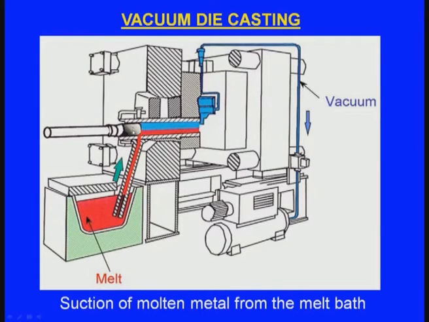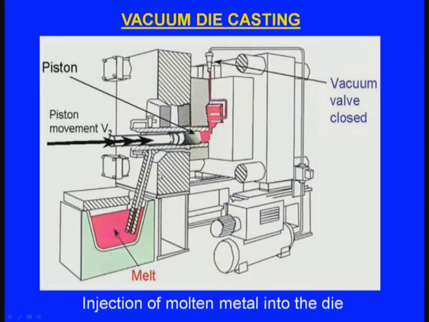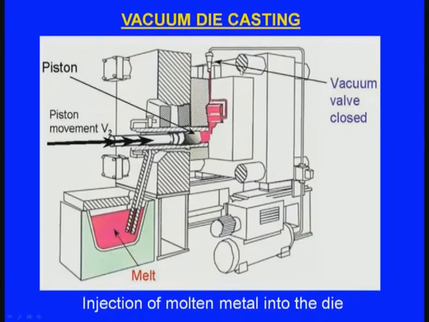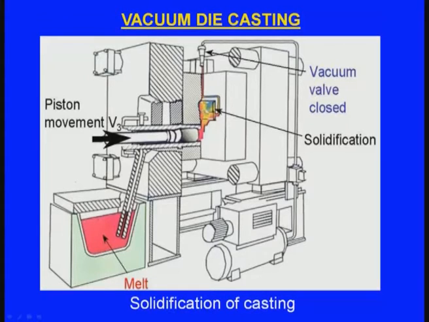Here we can see there is a plunger. So, this plunger will be moving. This is the suction of the molten metal from the metal bath due to the application of the vacuum. Then what will happen? Injection of molten metal into the die. Here there is a piston. This piston will be moving forward, and it causes pressure, and the molten metal will be injected into the set of dies. Now, here the vacuum valve is closed. Next, there will be solidification. The component will be solidified, the casting will be solidified.